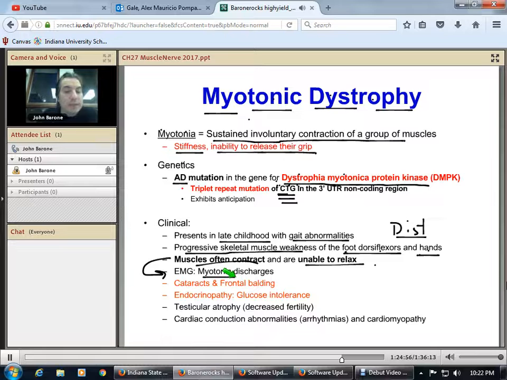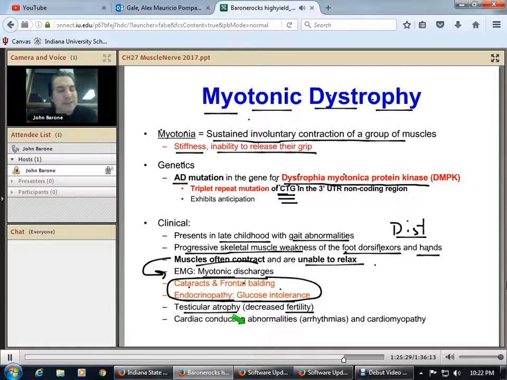Now, when they do get the contraction, if you did an EMG, you'll see myotonic discharges, and then finally it releases after time. Now, what I find interesting about this disease is it looks like they're old. They get cataracts, they get frontal balding, they get endocrine problems like type 2 diabetes, glucose intolerance, diabetes. Doesn't that happen in old people? So I think this is really weird, right? So you get some of this evidence of like early, old age.